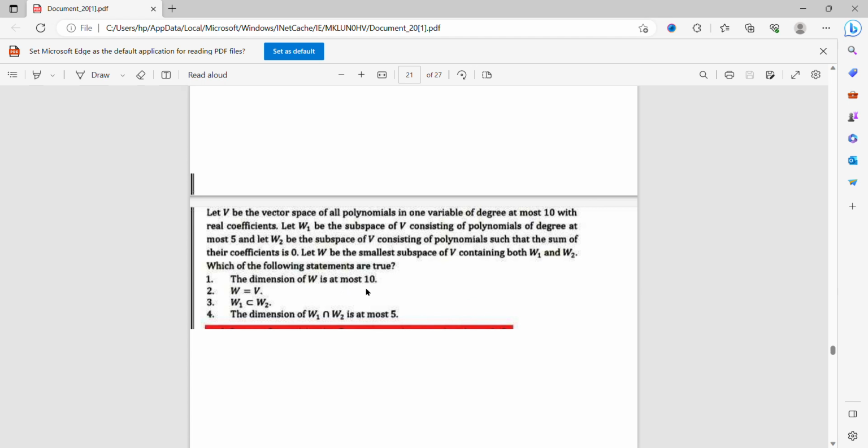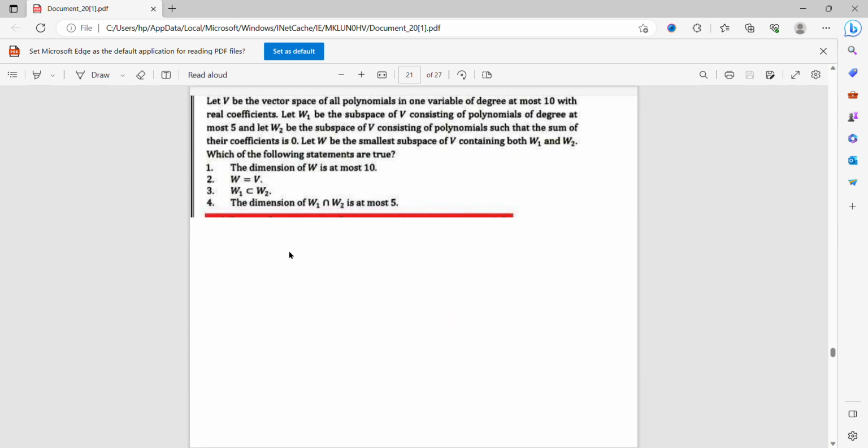So dimension of W is at most 10. This is false because dimension of W is 11. So first one is wrong option. Second one is correct. And W1 is inside W2. That is also false because I have already f(x) equal to x, which is inside W1 but which is not inside W2. So third one is also false.